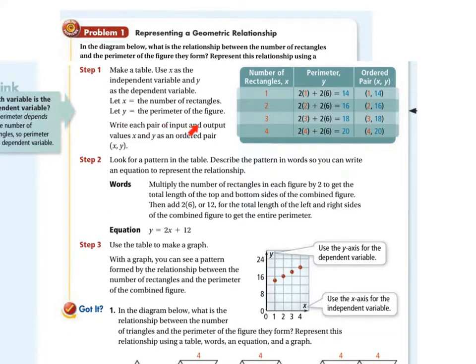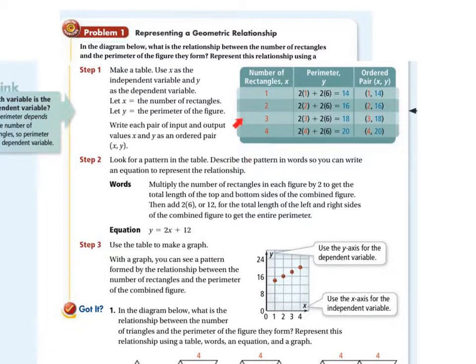Write each pair, input and output. So we did that here. Look for a pattern in the table. So describe the pattern in words so you can write an equation to represent the relationship. So obviously multiply the number of rectangles in each figure by 2 to get the total length. That's the top and the bottom sides. Then add 12, because that's our height on the left and the right side. So in other words, put that into a formula here: 12 added to 2 times the width. That's our x.